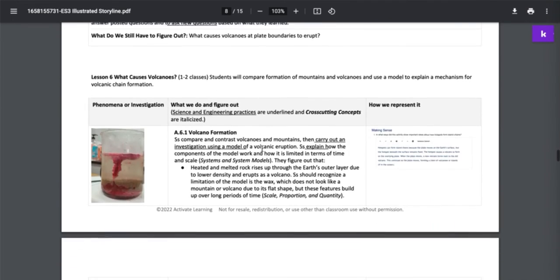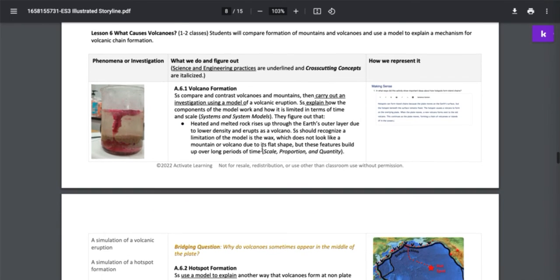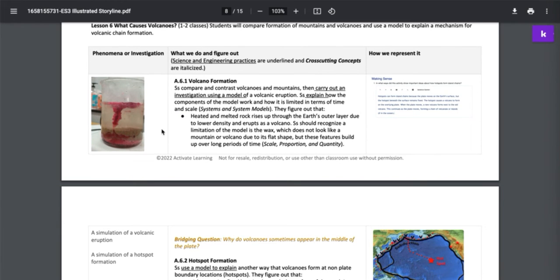Let's see, get to lesson 6. We do a little model eruption. This is kind of a cool deal. You have a layer of wax at the bottom, a layer of sand on top of that, a bunch of water. You heat it up and you do get these little eruptions. Some of them are better than others. Sometimes they just kind of all lump up at one time, but most of them come out pretty good. That's a pretty cool deal.